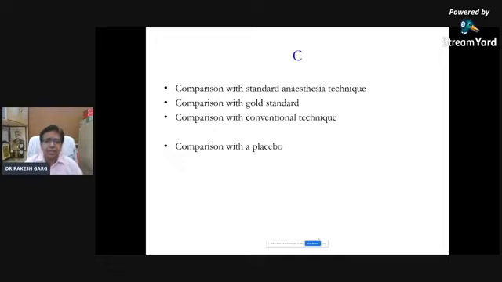For example, when I talk of local anesthetic agents, is bupivacaine better than lignocaine, or bupivacaine better than ropivacaine? Is there some gold standard? It will be too difficult to say. In that situation, we need to use the standard of care or the conventional technique that we are using here.